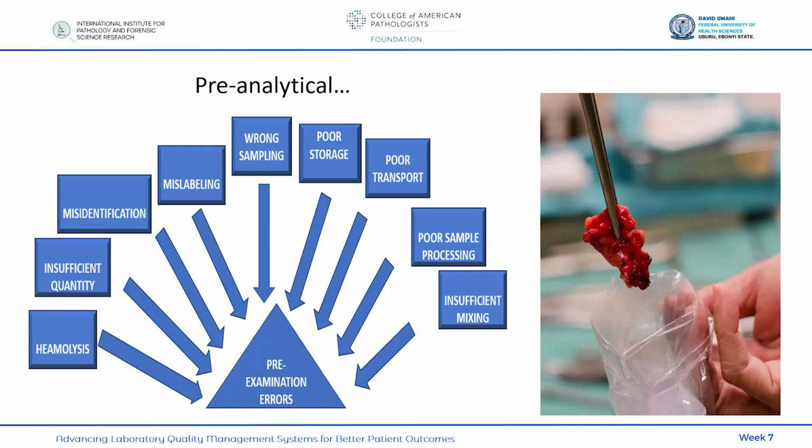We have post-collection storage, even after collecting the sample. How has this sample been stored? Or was it stored well? Even in transport, was it transported at the right temperature, and how long was it transported? So with poor sample processing, anything can go wrong. Maybe using a high speed centrifuge instead of low speed, depending on what you actually want, insufficient mixing, and so on and so forth. This is not exhaustive of all the errors, but these are the possible errors that can occur.